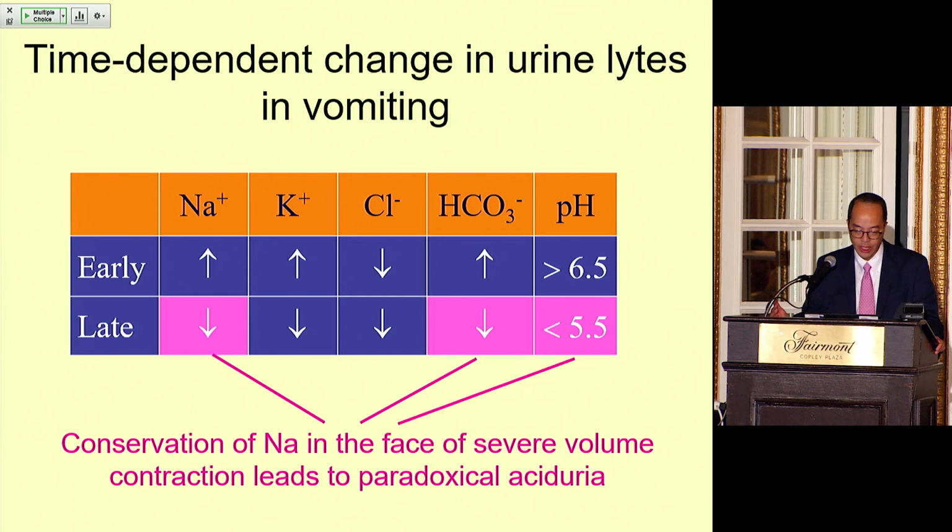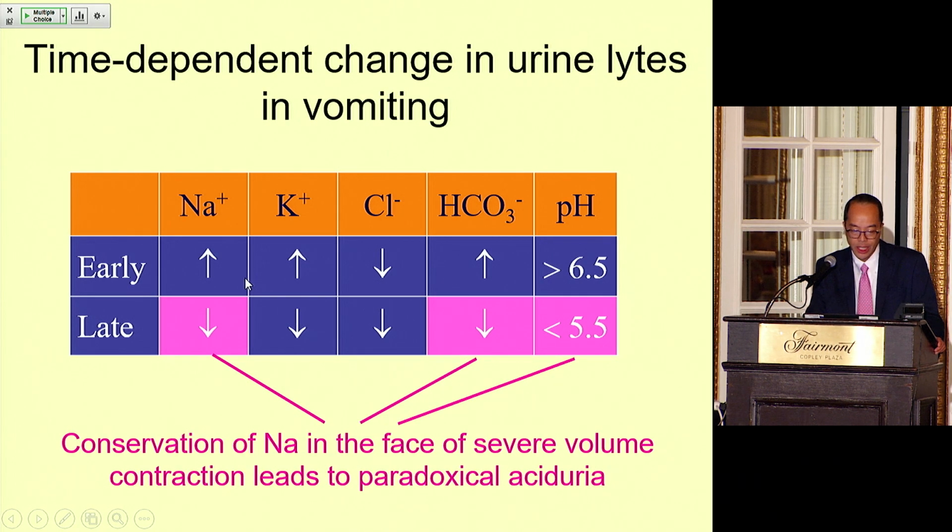Late on in vomiting, when patients start to get quite volume depleted, the kidney starts focusing on conserving sodium in the face of severe volume contraction. And in the proximal tubule, that sodium is reabsorbed with bicarb. And so urine sodium and bicarb now are low, and the urine pH, rather than being alkaline, is acidic, less than 5.5. And that's been termed paradoxical aciduria. It's an inappropriately acid urine in the face of an alkalemic patient.